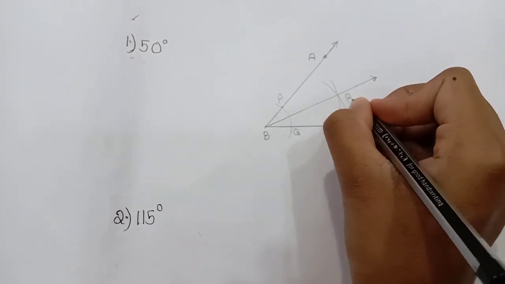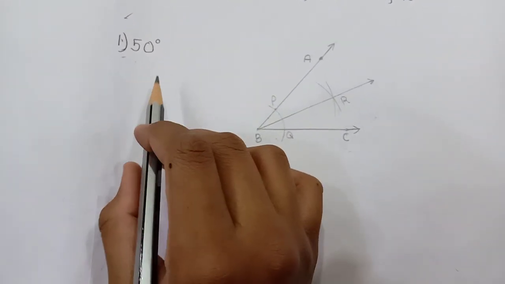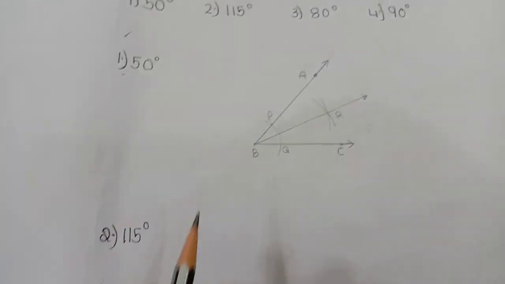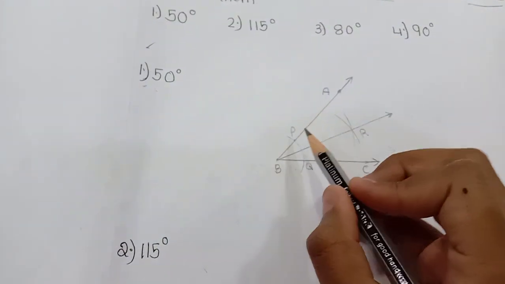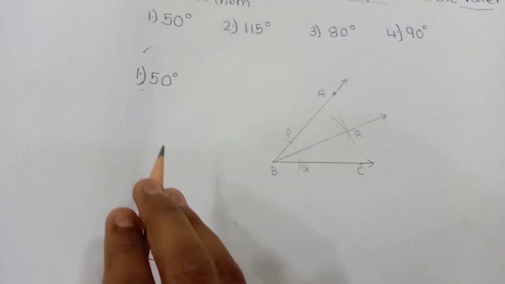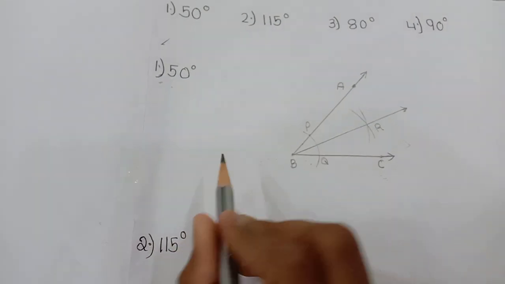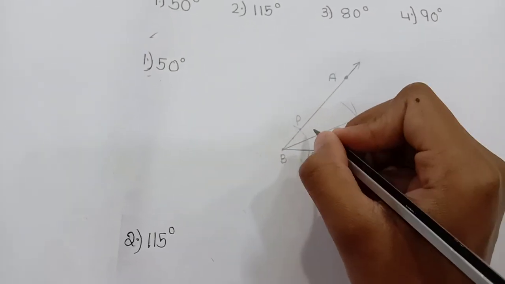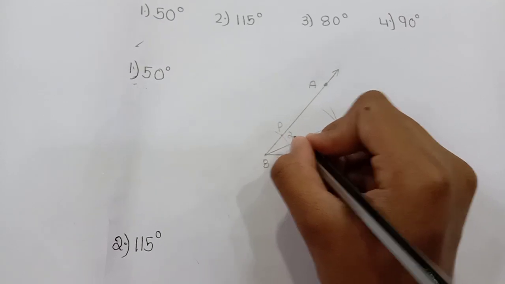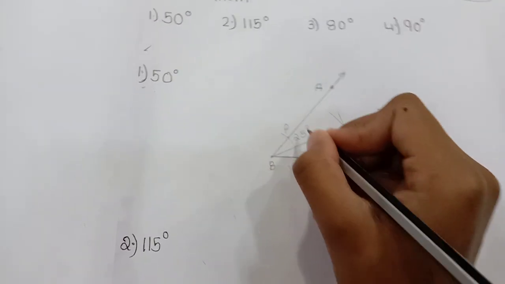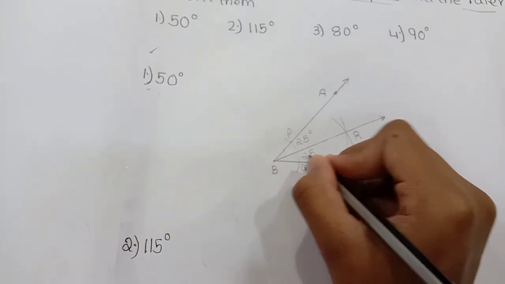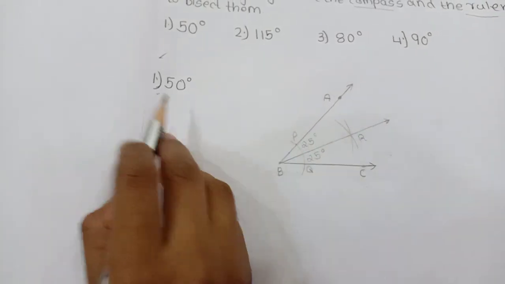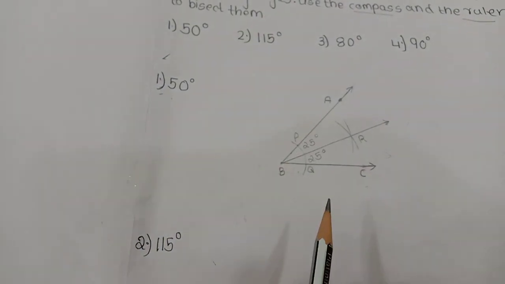So now what you have to do is, when you do the half of 50, we get 25, right? So what will be the answer for this one? 25. So here also we will write 25 degree, and here also 25 degree. 25 plus 25, 50. Okay.